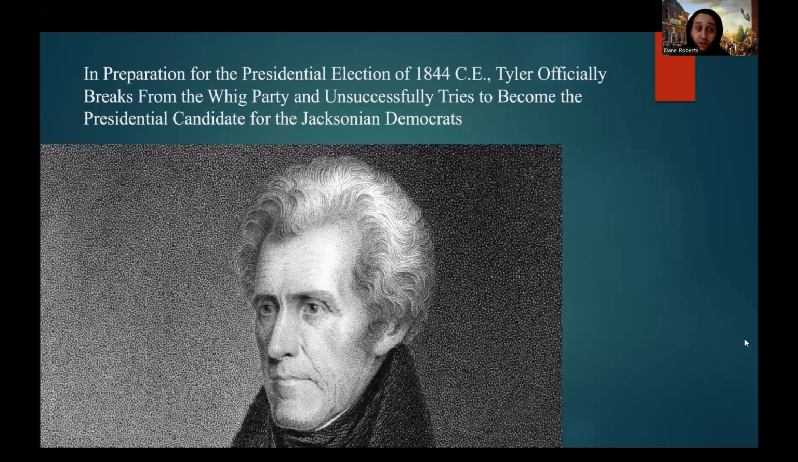Then, in preparation for the presidential election of 1844 CE, Tyler would officially break from the Whig Party and would unsuccessfully try to become the presidential candidate for the Jacksonian Democrats.